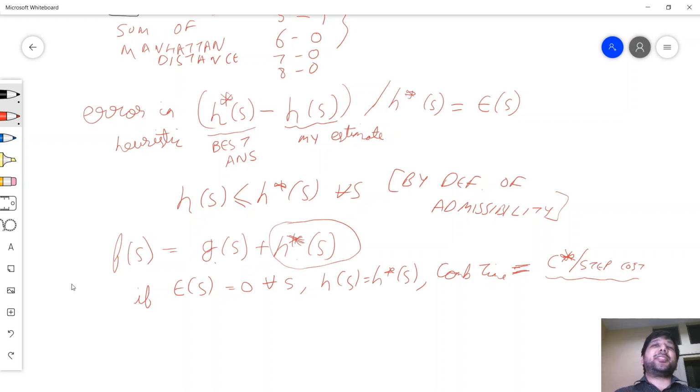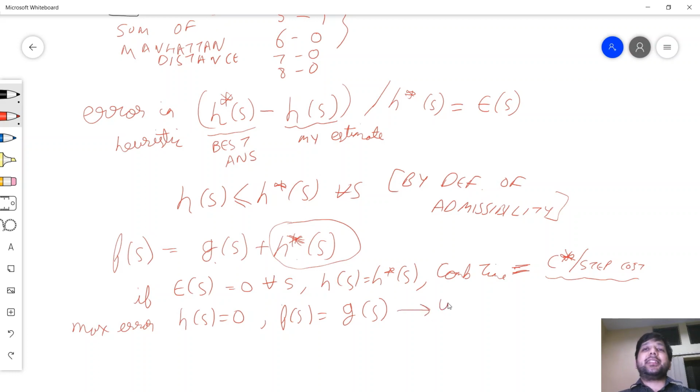What is the maximum error which is possible? I need to maximize the error, so I need to minimize H(S), which means H(S) is equal to 0. So my maximum error is when H(S) is equal to 0, which means F(S) is equal to G(S) plus H(S), so it's a uniform cost search. And you saw it go around and round and round as circles. So this heuristic function with the maximum error doesn't even use the heuristic function.